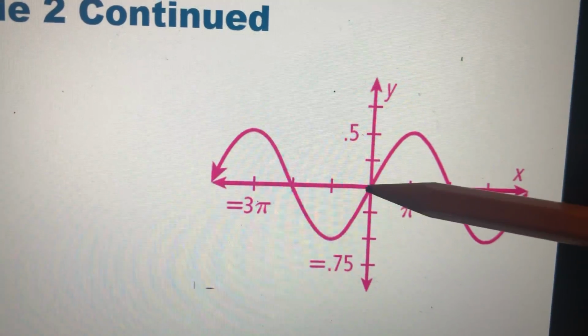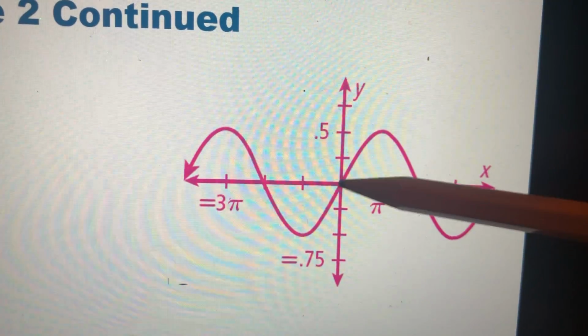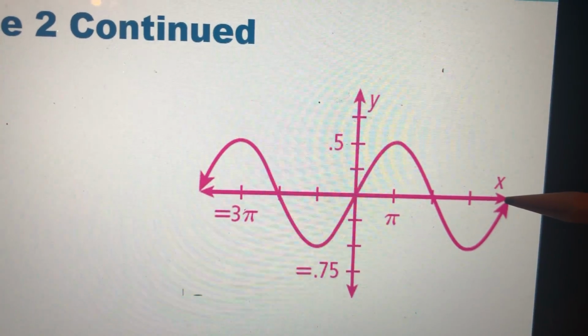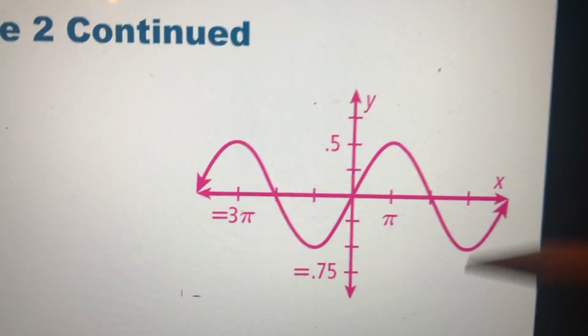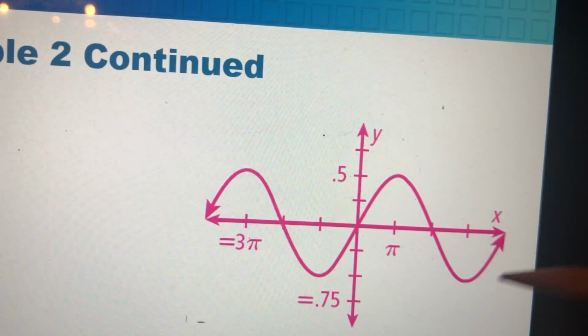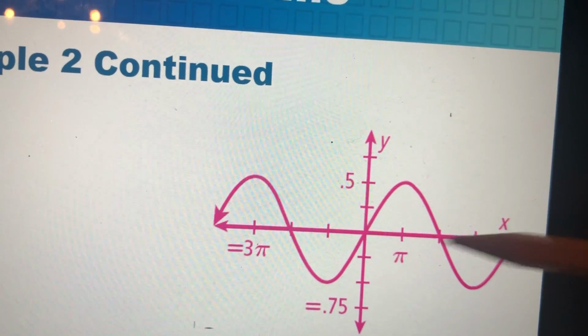If I start from here, I know it's from 0. So one cycle would be up 1, down 1, right? Then it would repeat again. Up 1, down 1, right? Up 1, down 1. So my period would be from here, right? Up 1, down 1, and it would stop here, from here to here.